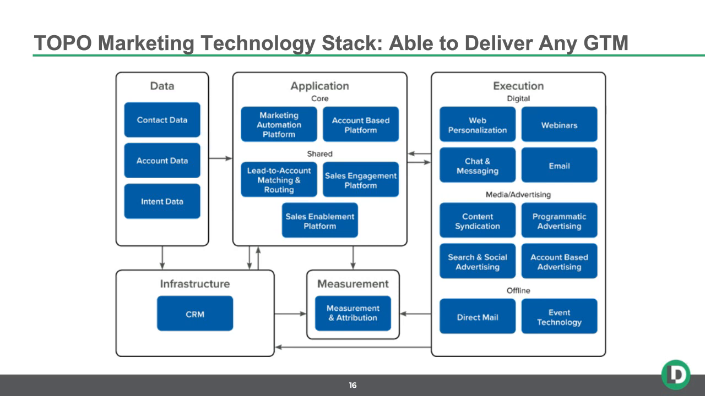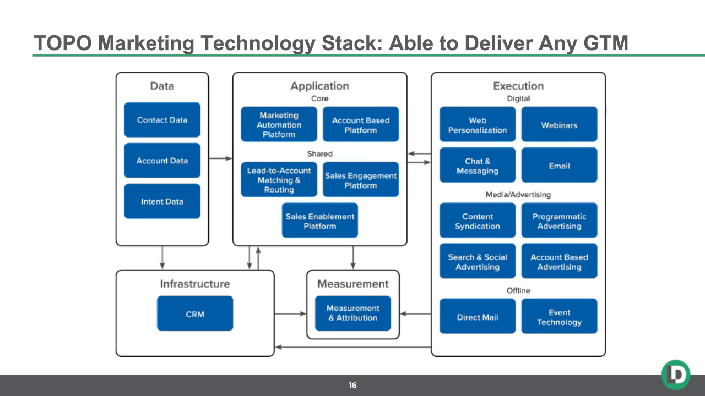And so this slide right here shows you need to have 5 different kinds of technology. You need to think about your infrastructure, so your CRM. You need to think about data. Data is so important with contact data, account data, intent data. And then there's core applications. So core application to any marketer, of course, is a marketing automation platform.